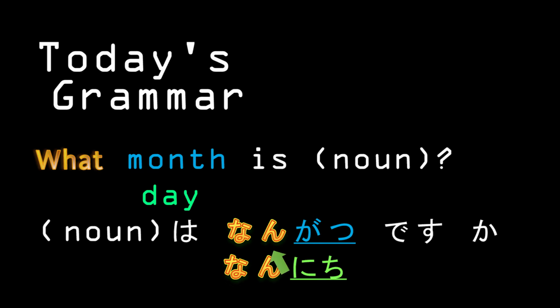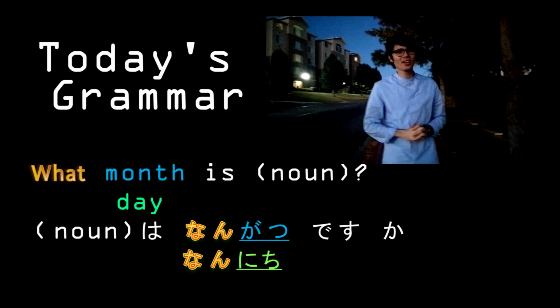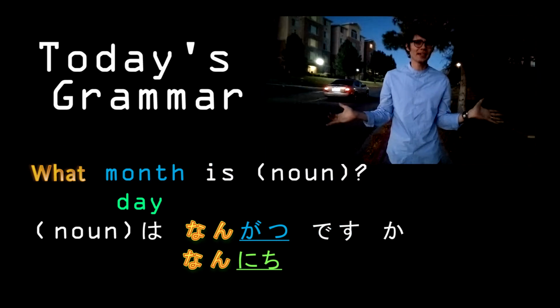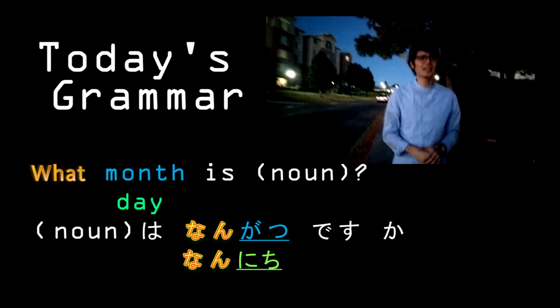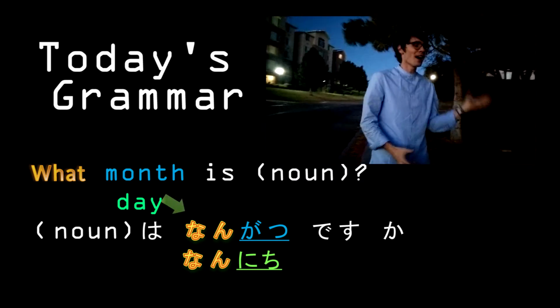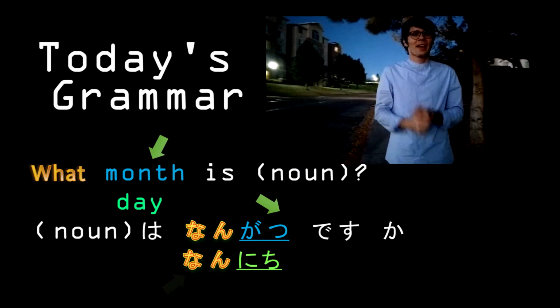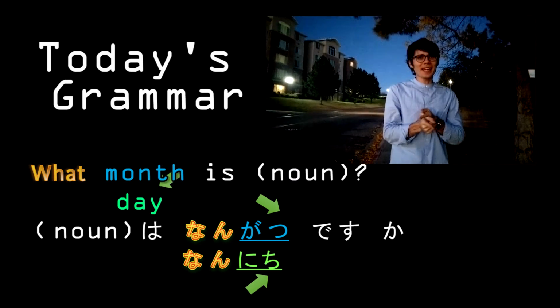In the place of the noun slot here at the beginning, we can replace it with words like tanjoubi, which is birthday, or kaigi, which is meeting. So, if I want to say what month is someone's birthday or what day is someone's birthday, I would use 何月 for what month and 何日 for what day.